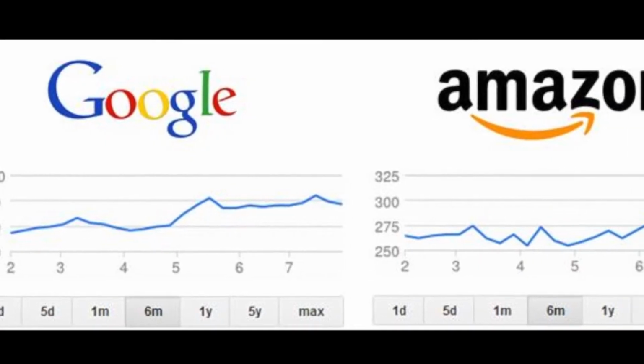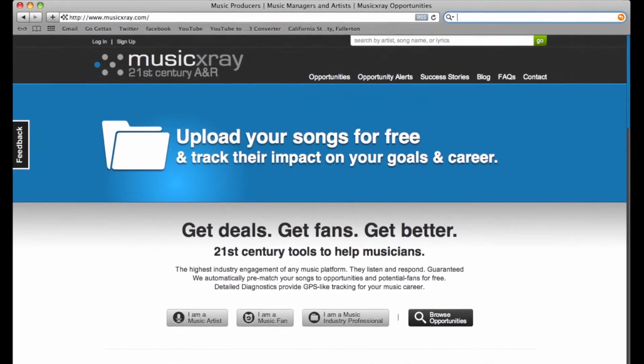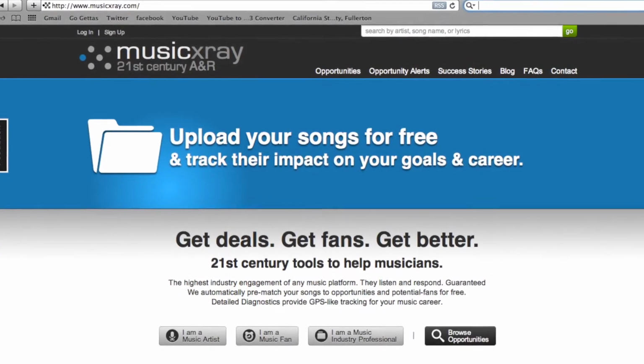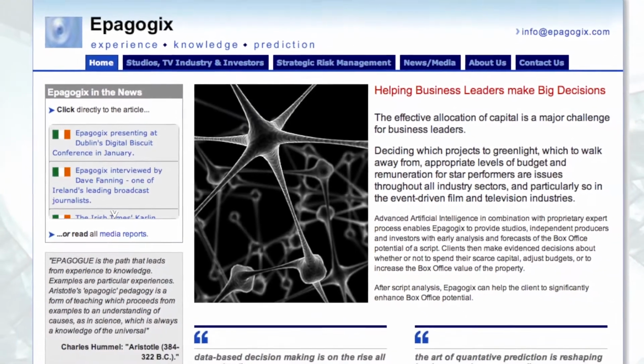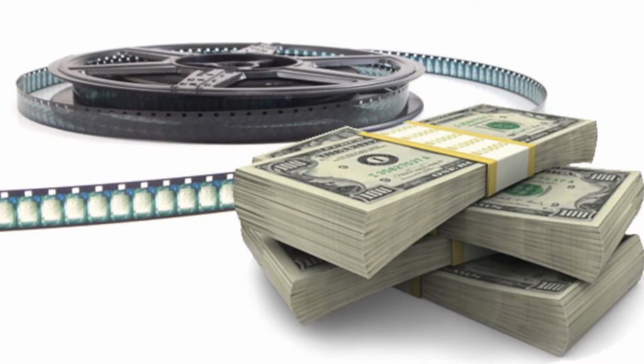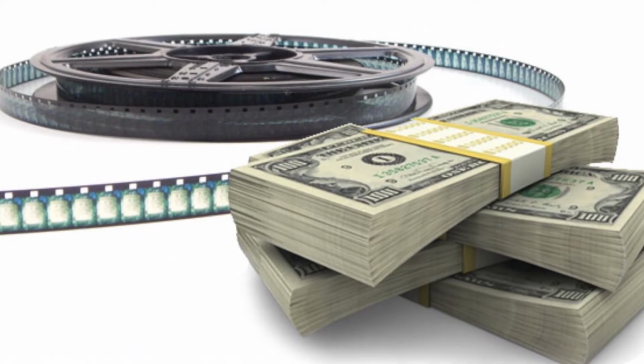Websites using artificial intelligence and mathematical formulas can determine individual preferences on popular websites like Google and Amazon. They can also analyze the quality of a song. For example, inputting a song into the website Music X-Ray can tell with amazing accuracy whether or not a song will be successful. And the website Epagogix uses neural networks to determine the success of a script with metrics that can predict how much money a film using that script would make.